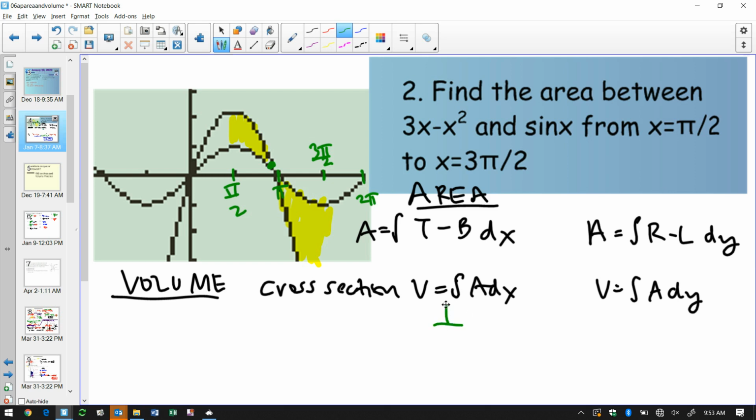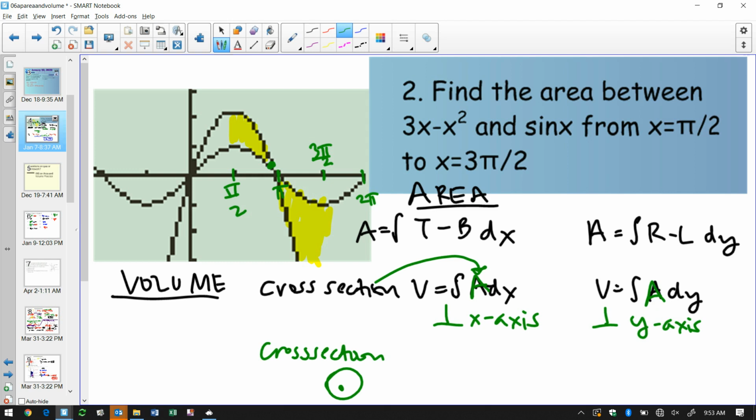When the cross-section was perpendicular to the x-axis, it's a dx problem. When the cross-section was perpendicular to the y-axis, it was a dy problem. And that's pretty much as complicated as it got. Then we talked about rotating this region. But when you rotated the region and took a cross section, the cross section was really just a circle. So this A right here represents the area of your cross section.